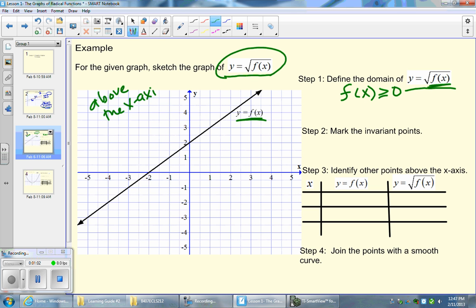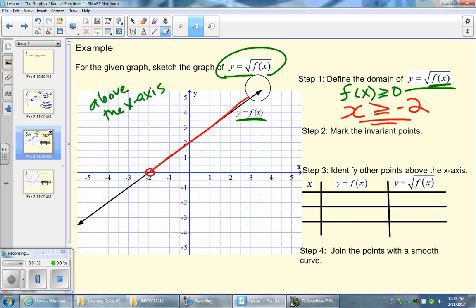So what you want to do is label that part of the graph. So label the x-intercept. So you're going to start there. And the graph that lies above the x-axis is defined by this piece. So that defines the domain of the radical function, and it's everything to the right of -2. So x has to be greater than or equal to -2. That's the domain of your radical function. So you have a general idea where your graph is going to lie with respect to this domain, but we still don't know the shape.